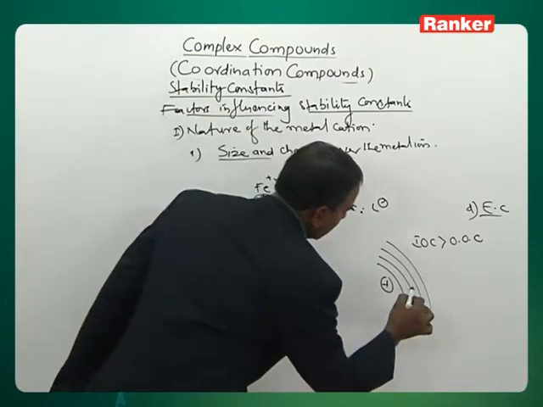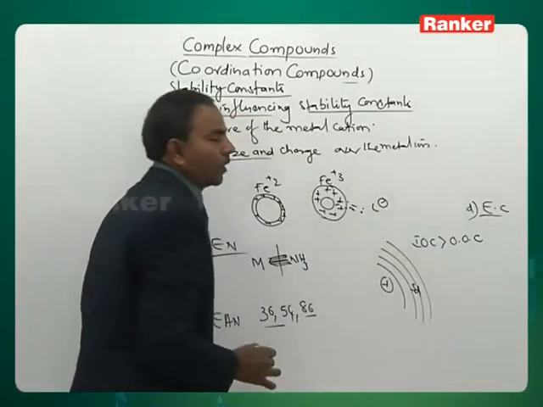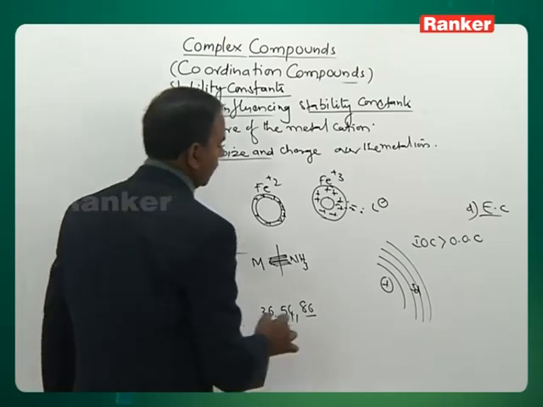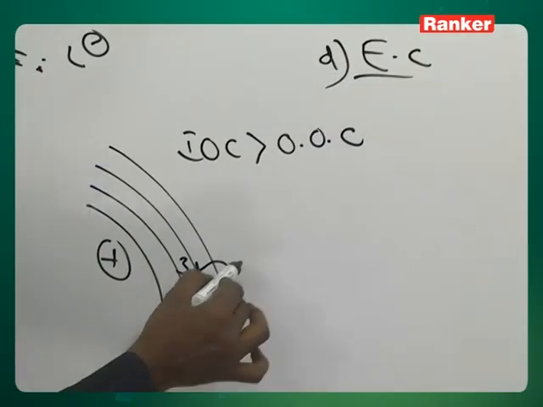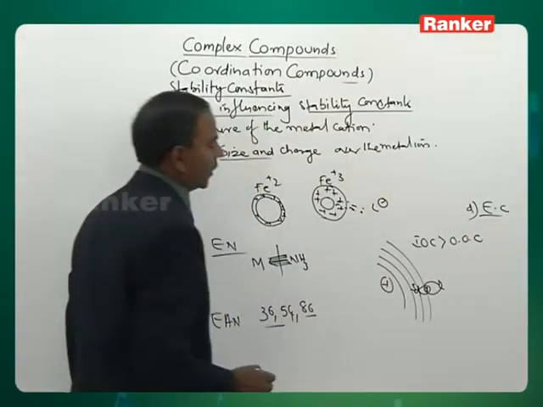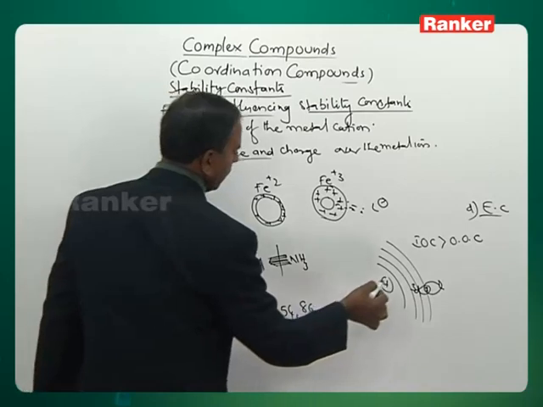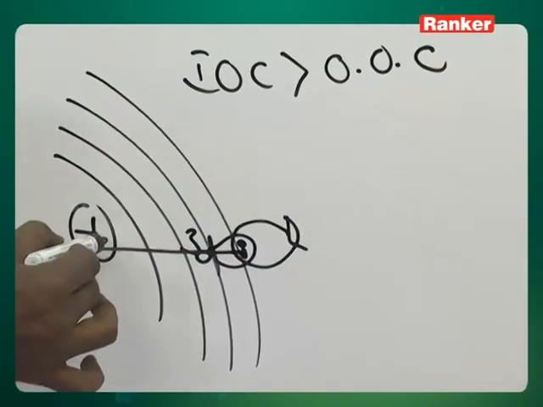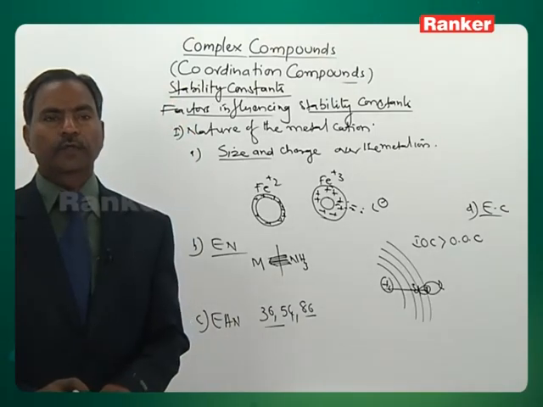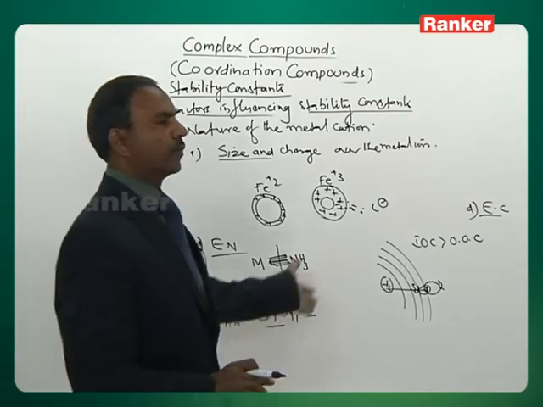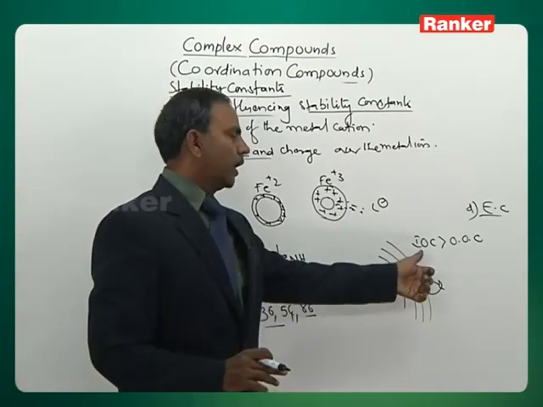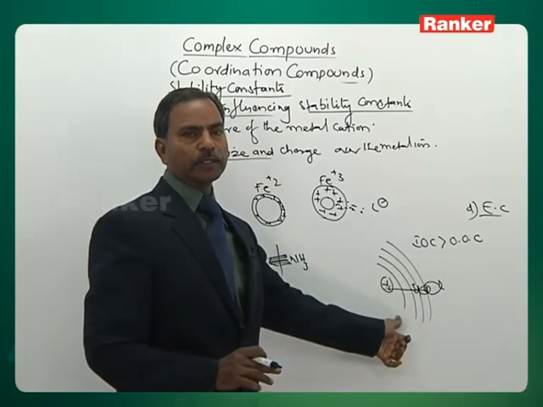Now, if you consider an inner orbital complex, the 3d orbital is involved. With the 3d orbital involved, you are clearly observing the bonded pair of electrons from the ligand will be near to the nucleus of the metal ion. The bonded pair of electrons is near to the nucleus, so there is more attraction force over the bonded pair, and strength of the bond will be high. Therefore, an inner orbital complex produces a more stable complex.